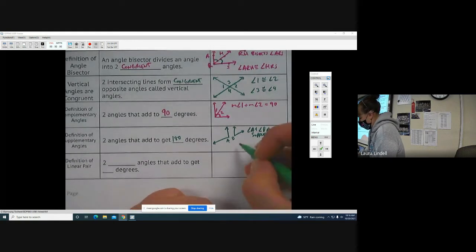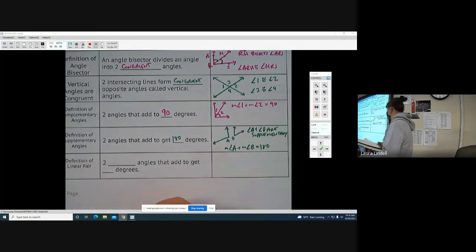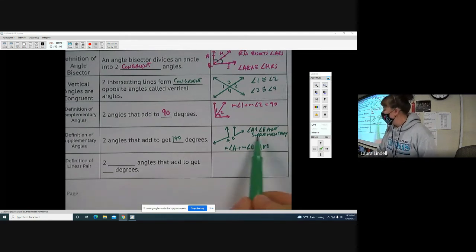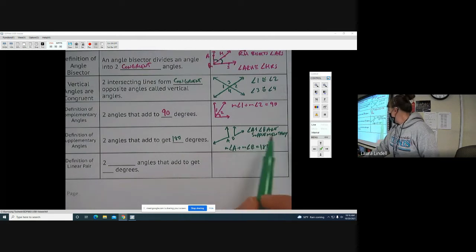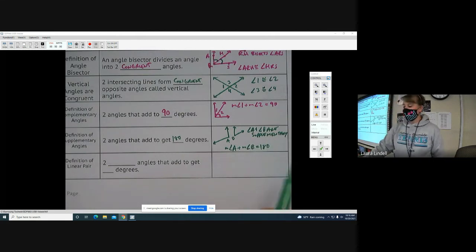And then be given the equation measure of angle A plus measure of angle B equals 180. Yes, the notes will be in Google Classroom later. I know the word supplementary is probably really tiny here, but it's supposed to say angle A and angle B are supplementary. It's a little hard to fit in the box.